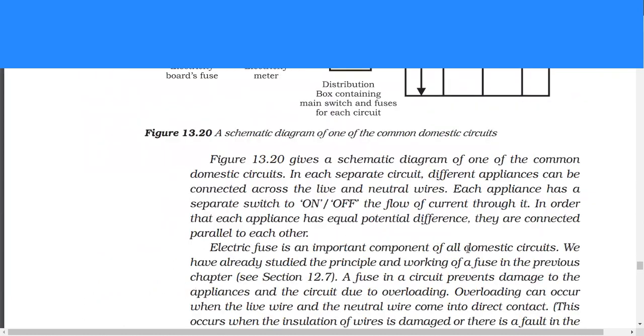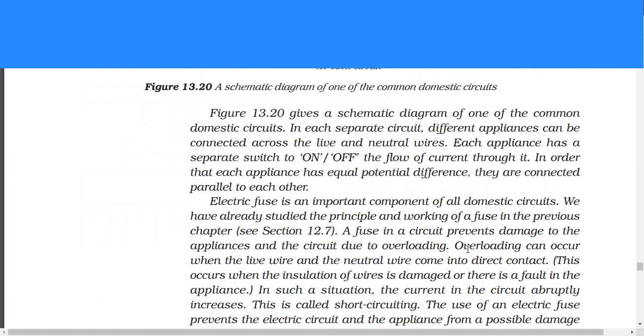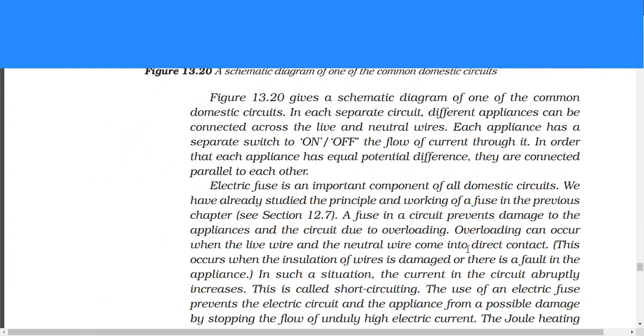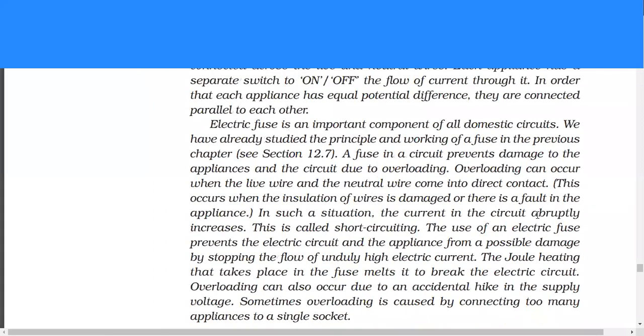Figure 13.20 gives a schematic diagram of one of the common domestic circuits. In each separate circuit, different appliances can be connected across the live and the neutral wires. Each appliance has a separate switch to on or off the flow of current through it. In order that each appliance has equal potential difference, they are connected parallel to each other.